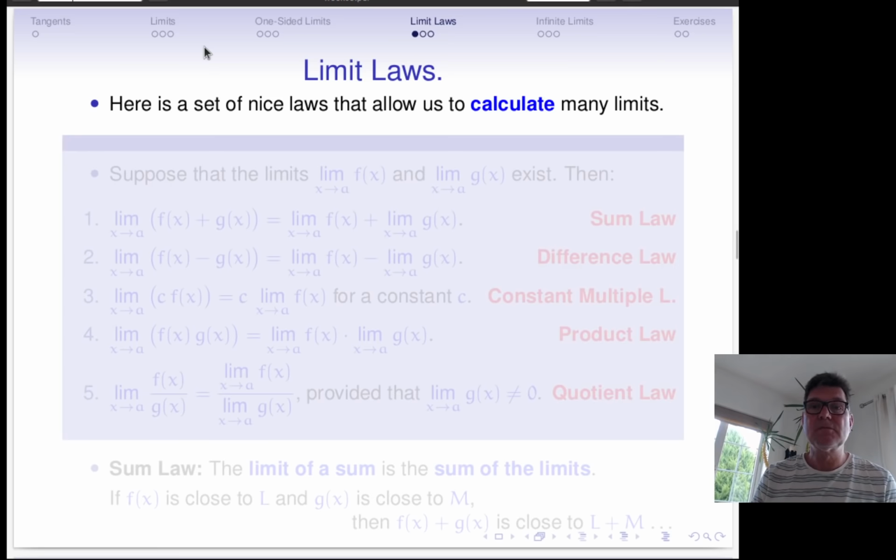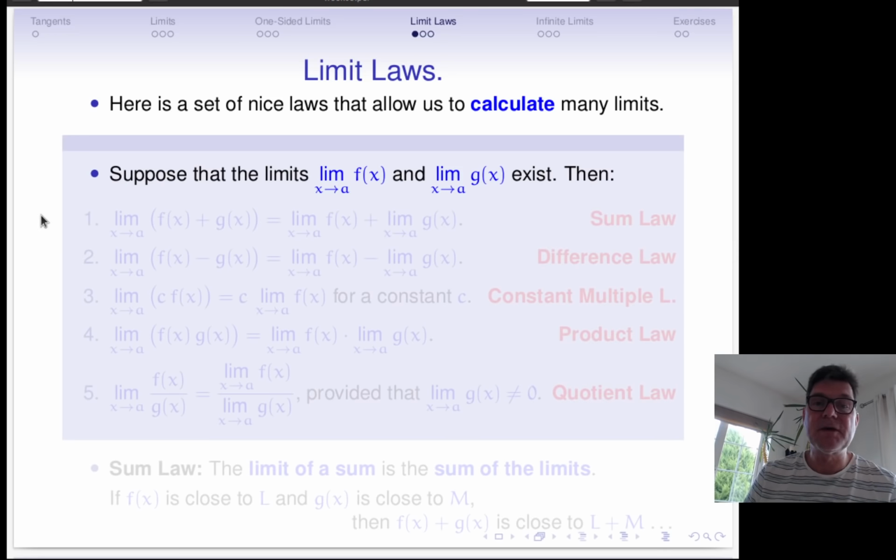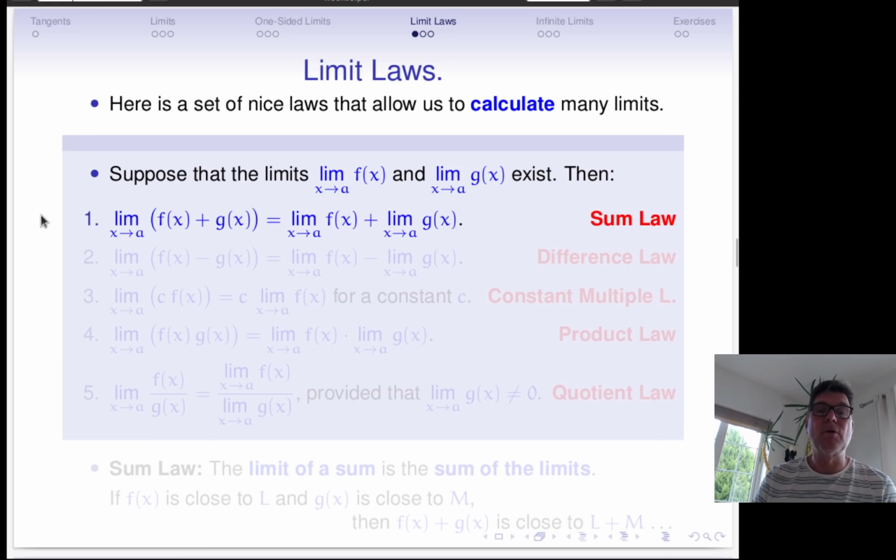So here's a list of 5 limit laws. We assume that a is a point on the x-axis. There are two functions f of x and g of x. We assume that the limits of f of x and g of x as x approaches a both exist. Then number 1 is the sum law about the sum of f of x and g of x, and it says that the limit as x approaches a of f of x plus g of x is the limit as x approaches a of f of x plus the limit as x approaches a of g of x.